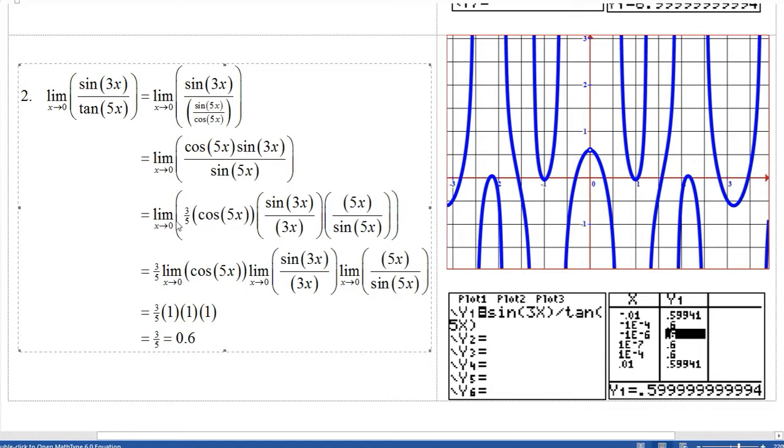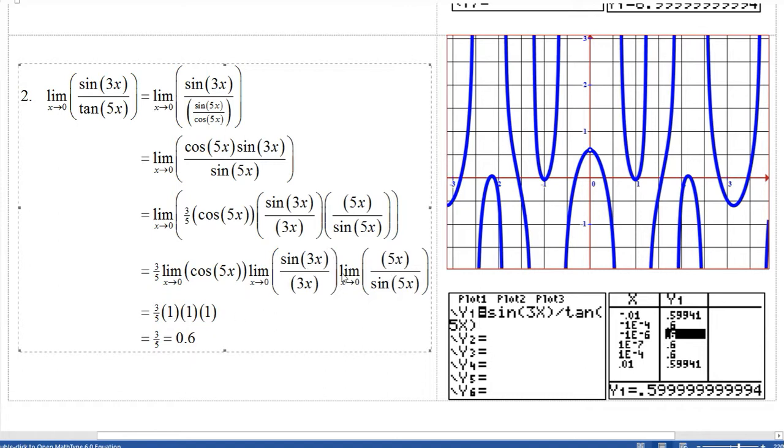We can do that. So now I can use the constant multiple rule for limits and take the 3/5 out front. And then I can use the fact that the limit of a product is the product of the limits, provided those three limits exist. Okay, now the first one here, the limit of the cosine of 5x, that does exist because cosine of 5x is a continuous function. If we plug in 0 here, 0 times 5 is 0, and cosine of 0 is 1. So that works out nicely.